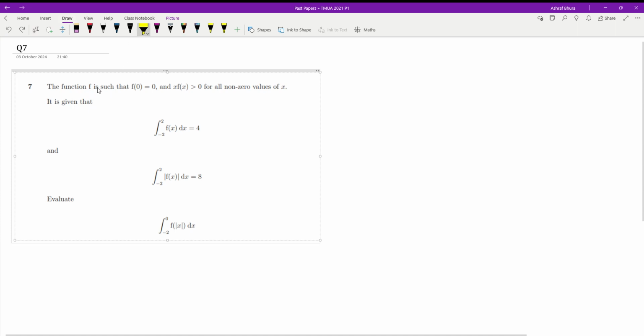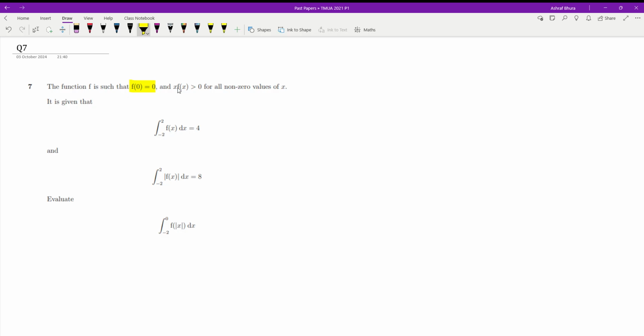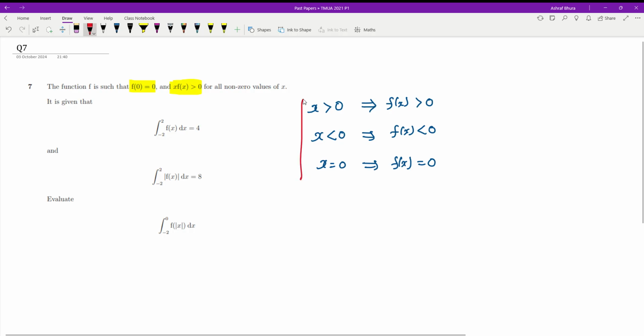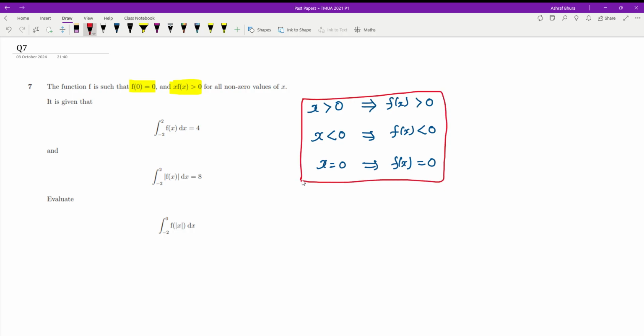The function f is such that f of 0 equals 0 and the condition is x times f of x is greater than 0. So for example, when x is greater than 0, to make sure that we follow this condition x times f of x is greater than 0, we have to have that f of x will also be greater than 0. If x is less than 0, to make sure that x times f of x is greater than 0, the value of f of x is going to be less than 0. And at x equals 0, we already know that f of x equals 0. Okay, so by using this knowledge, let's try to simplify the question.